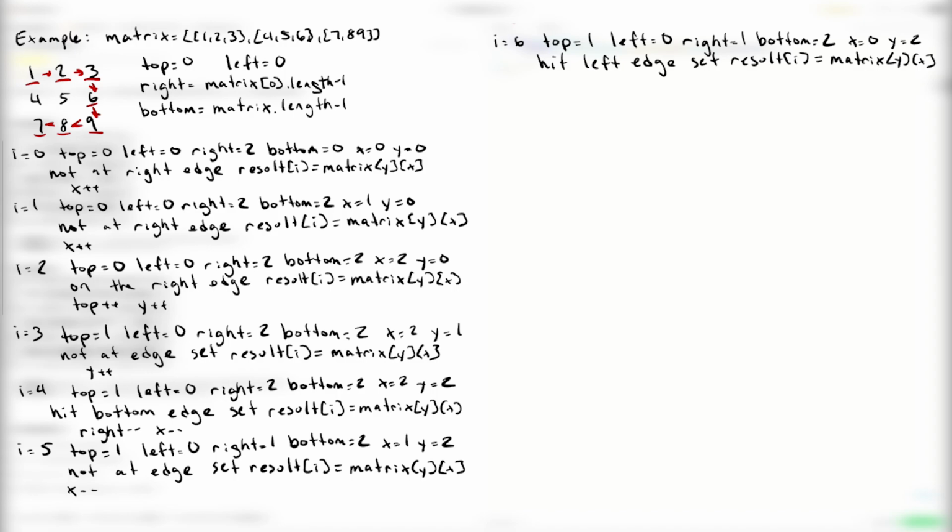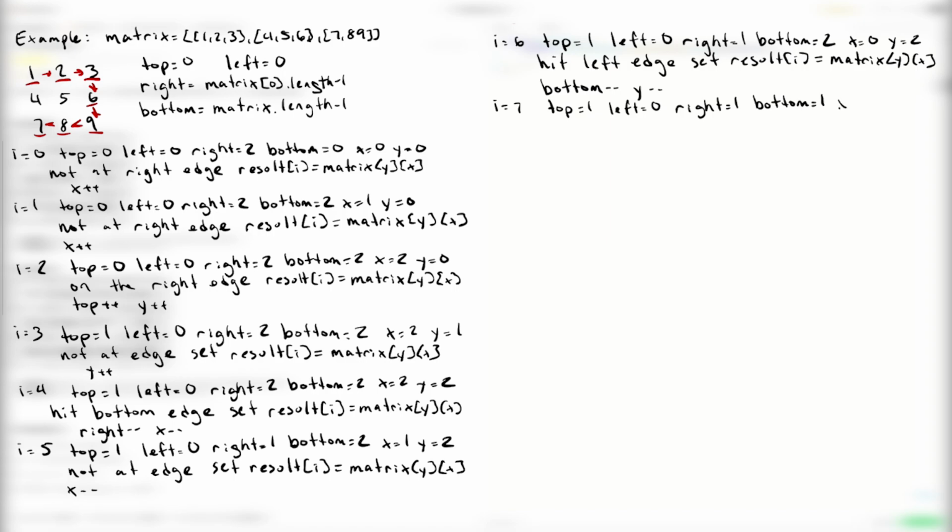And now we want to go upwards. So we will go ahead and say bottom minus minus, and we will say y minus minus as well. Now I equal to 7. Our top is equal to 1, left is equal to 0, our right is equal to 1, and our bottom is equal to 1.